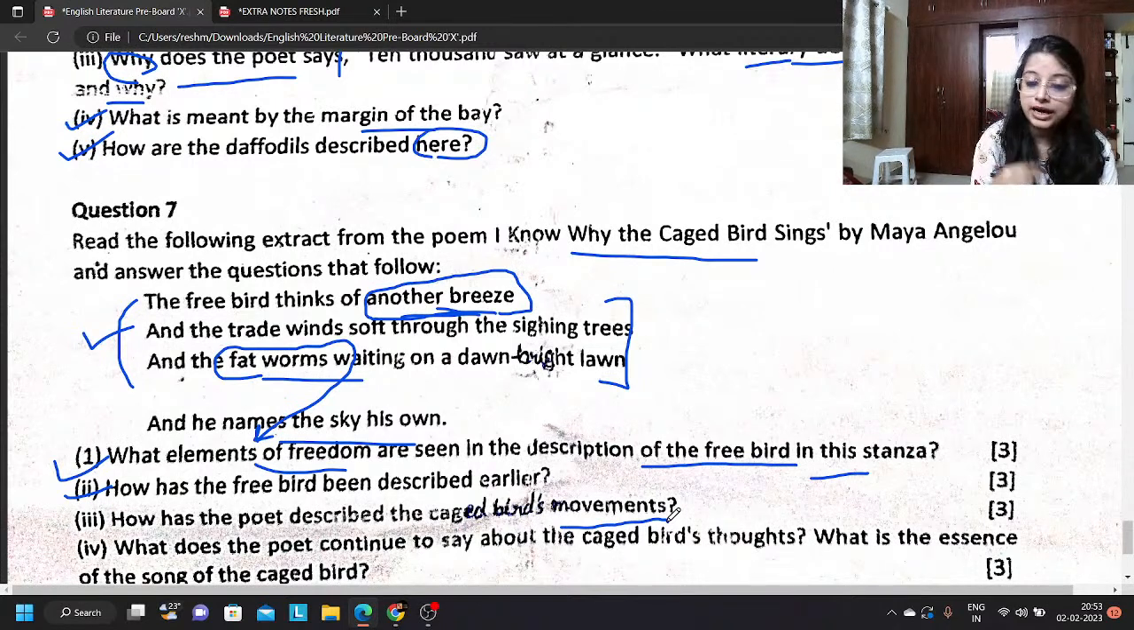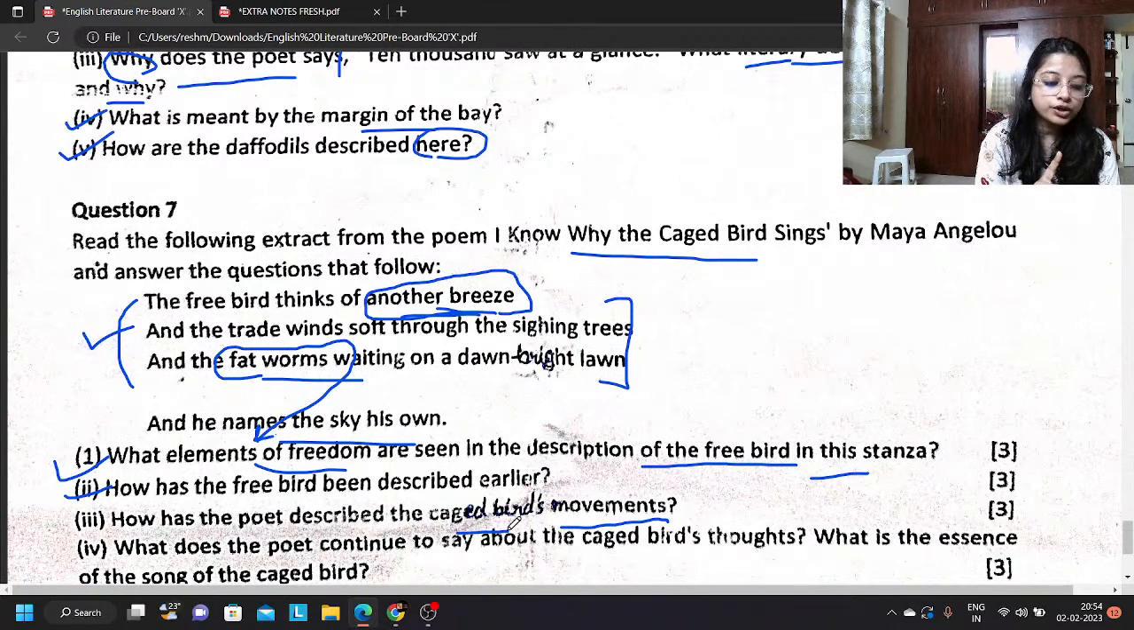The caged bird, unlike the free bird, is completely immobilized, right? The first introductory line will be that the caged bird, unlike the free bird, is completely immobilized, they cannot move. Not only is the bird held captive in the cage, but its wings are clipped and feet tied, right? This we will have to write. Its wings are clipped and its feet tied.